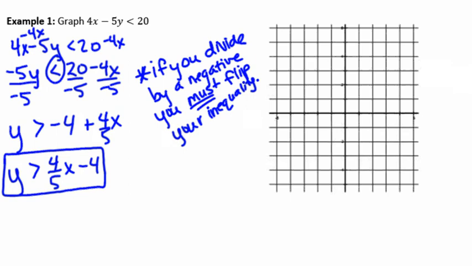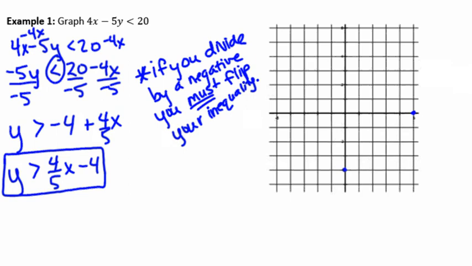We now have our graph as y > 4/5 x - 4. Our slope is 4/5, our y-intercept is -4. So let's try to graph this. I know that my y-intercept is -4, so I have 1, 2, 3, -4 here. I'm going to go up 4 over 5 right here, and I know I need to connect those points.